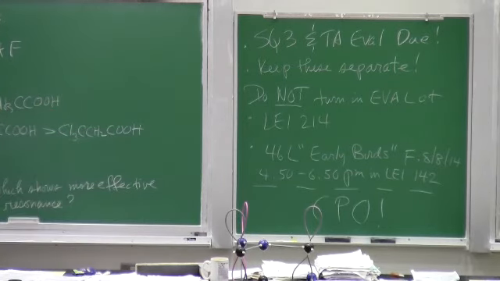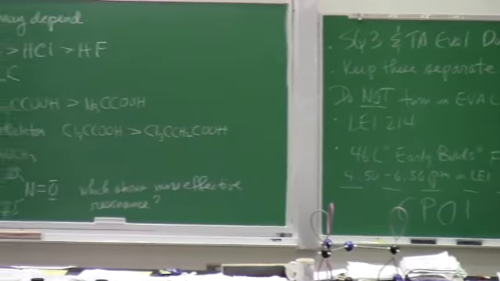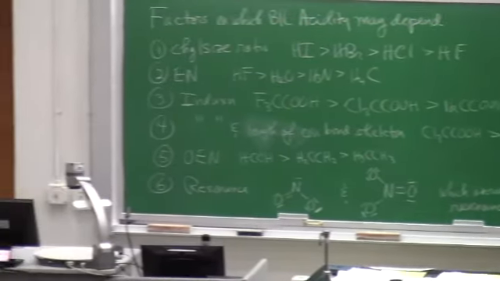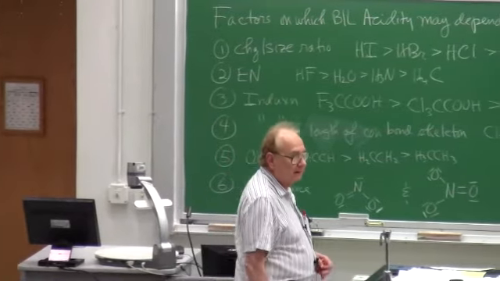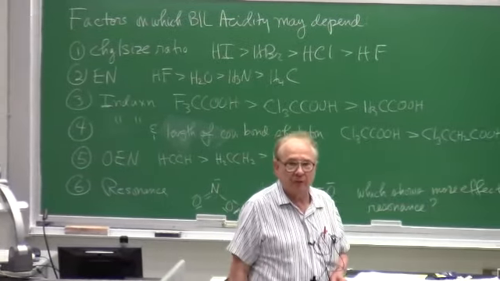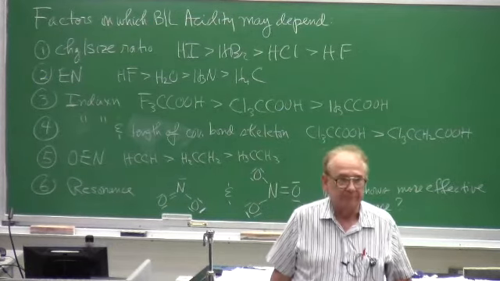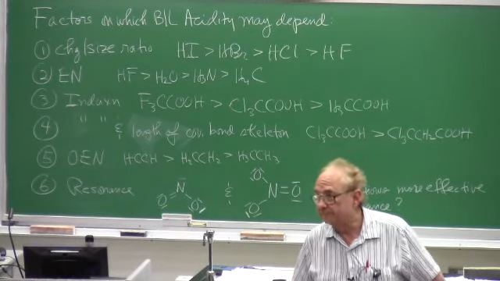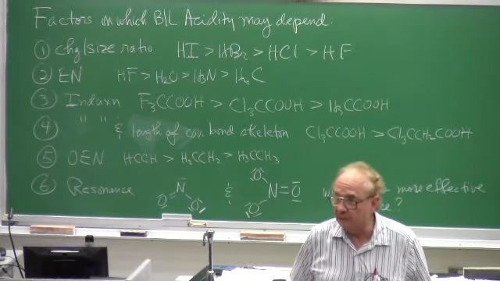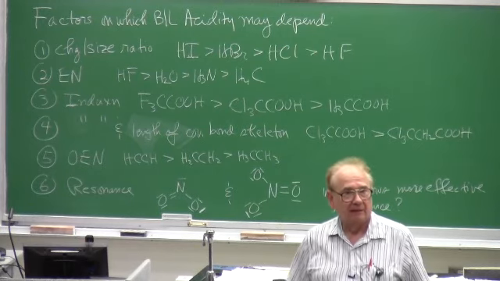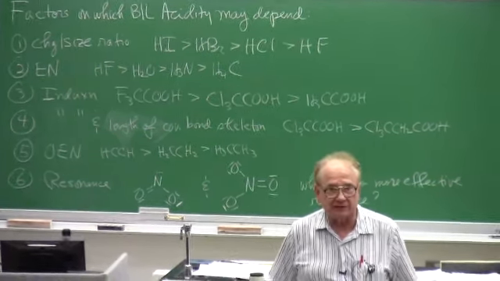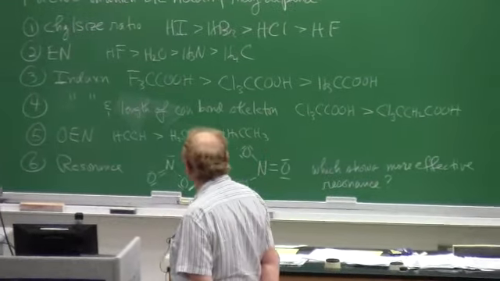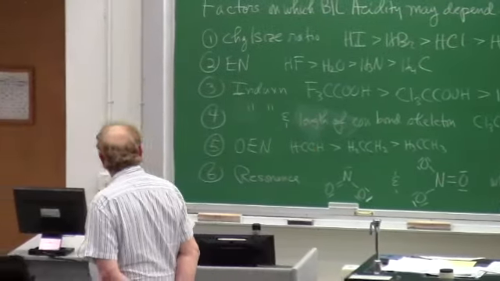Now, back to chapter 23. We are assembling a collection of factors, each of which may well relate to explanation, providing a basis for rationalizing Bronsted-Lowry acid strength. What have we looked at so far?